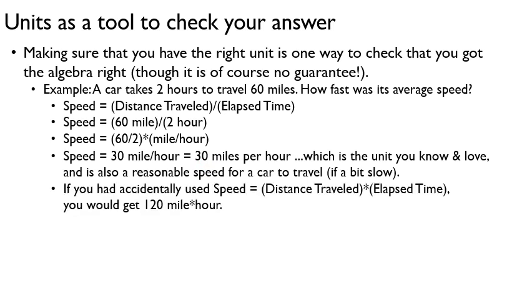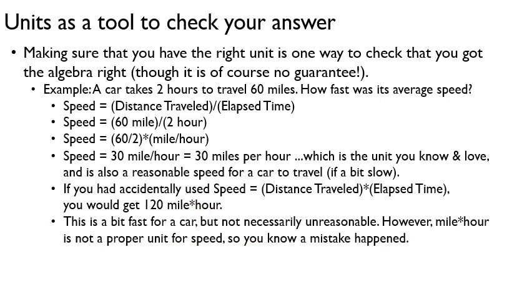Now let's say you accidentally, for some reason, used the wrong equation, speed is distance traveled times elapsed time, right? Which is incorrect. But let's just say you used it. If you only crunch the numbers, you may not know you went wrong. But if you keep the units, you figure out that you'd get 120 mile times hour, right? Because instead of 60 divided by 2, you'd get 60 times 2. Instead of mile divided by hour, you'd get mile times hour. And so you get something that doesn't really make sense here, right?